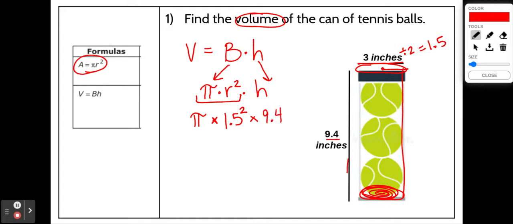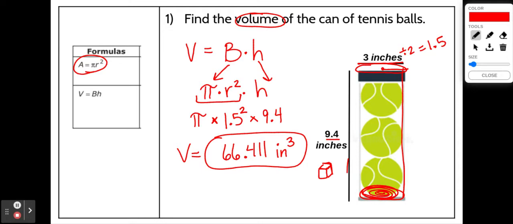So we're just going to use our calculator, typing in 3.14 times 1.5 squared times 9.4. And when you do that in your calculator, you'll get 66.411. And remember, this is how many cubic inches. It's how many little tiny cubes that are 1 inch by 1 inch by 1 inch that fill up, well, that's not a very good picture, but you get my drift, the interior of a tennis ball can. So volume equals right here.